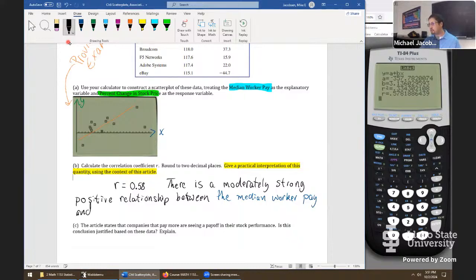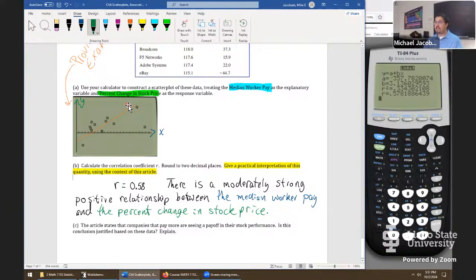and the percent change in stock price. So that would be something that I would be expecting for a question like that on a real exam. You could say a whole lot more, but I feel like this really conveys it. When we said that there's a positive relationship, we already basically said that as the stock price, or excuse me, as the median worker pay goes up, so does the stock price.